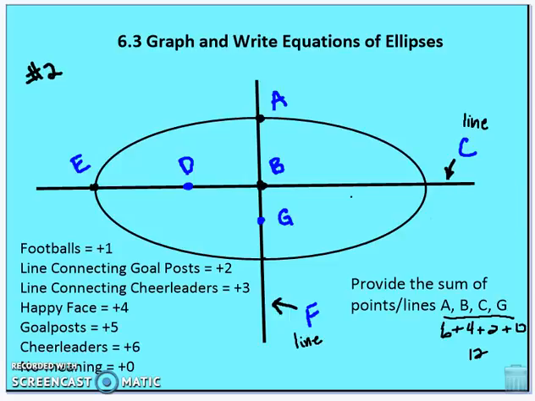All right, so you can see that A is going to be a co-vertex, the cheerleader, plus 6. B is going to be the center, happy face, plus 4. C is going to be the major axis, the line connecting the goalpost, plus 2. And then G is going to have no meaning. So remember, the foci have to lie on the major axis. D would be the foci.